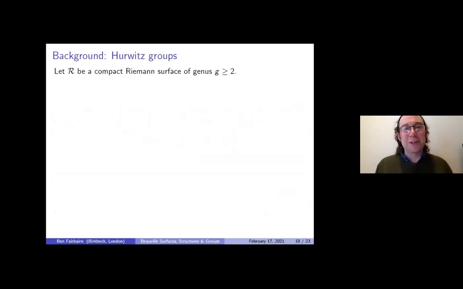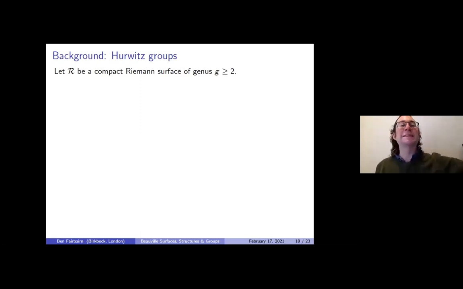So, a brief digression on what Hurwitz groups are. Bearing in mind the geometric definition I asked you to forget, the take-home message was that I have a group acting on these complex curves, also known as Riemann surfaces. Well, that raises the question: what if I forget the Beauville constructions for a moment and just think about groups acting on Riemann surfaces?